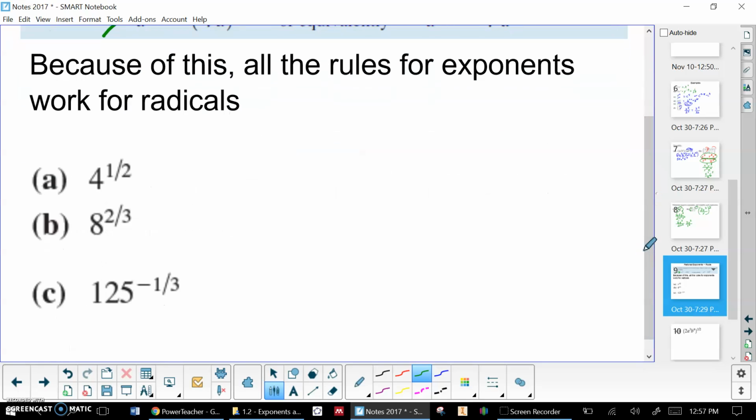So just a couple of examples here. 4 to the 1/2. Well, since the 2 is in the bottom, that's the root. So this is the square root of 4 to the 1st power, which I don't need to write. Square root of 4 is 2.